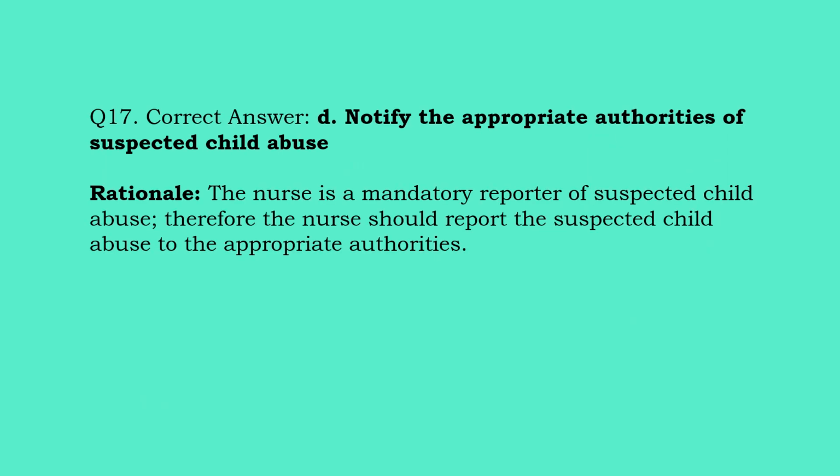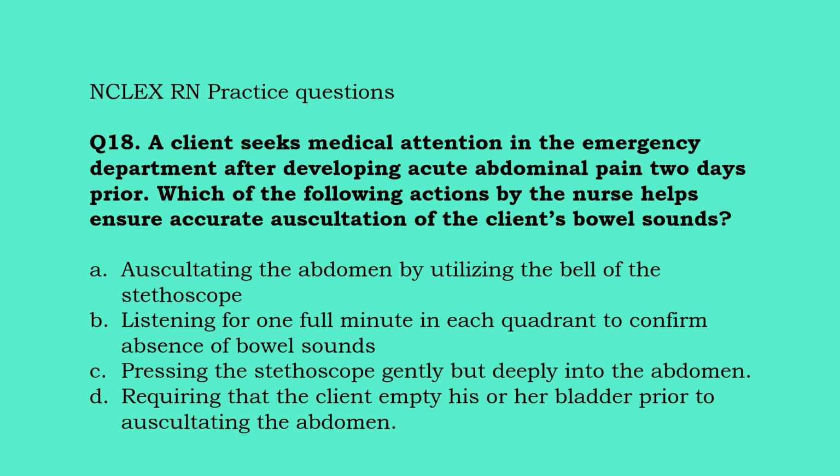Correct answer: D. Notify the appropriate authorities of suspected child abuse. Rationale: the nurse is a mandatory reporter of suspected child abuse, therefore the nurse should report the suspected child abuse to the appropriate authorities. NCLEX-RN Daily Practice Questions.